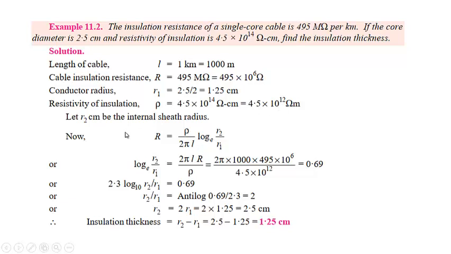So using the same formula that we have used, R is equal to rho divided by 2 pi L, ln of R2 by R1. So ln of R2 by R1 is 2 pi R L by rho, because all these parameters are known. 2 pi L is 1000, R is 495 into 10 to the power 6, divided by 4.5 into 10 to the power 12. So this comes out to be 0.69. So when you find out, R2 comes out to be 2.5 centimeters, actually the radius of the sheath. The insulation thickness will be equal to the difference of R2 and R1, that is 2.5 minus 1.25, that's equal to 1.25 centimeters.